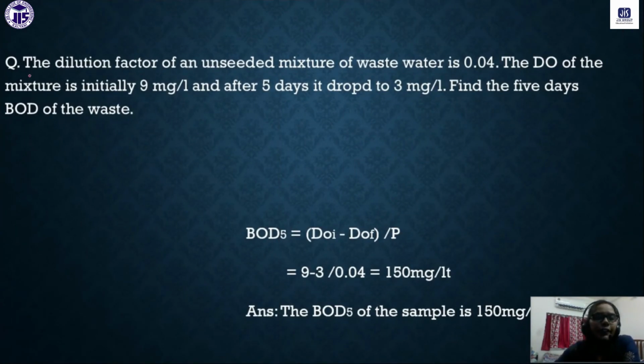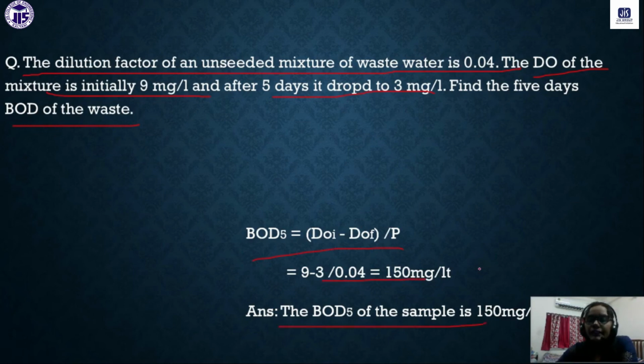Already we have seen the question: the dilution factor of a mixture of wastewater is 0.04. The initial dissolved oxygen is 9 milligram. After 5 days it is 3 milligram. What will be the BOD5? We have to use the previous BOD equation, equation number 1, and our answer is 150. 9 minus 3 divided by the P value, which is already given. So 150 milligram per liter. This is the BOD5 value.